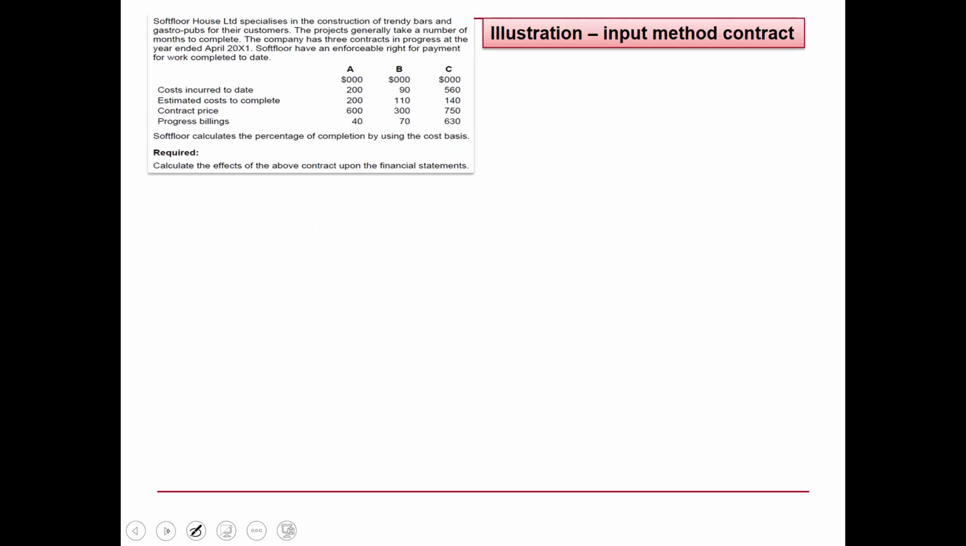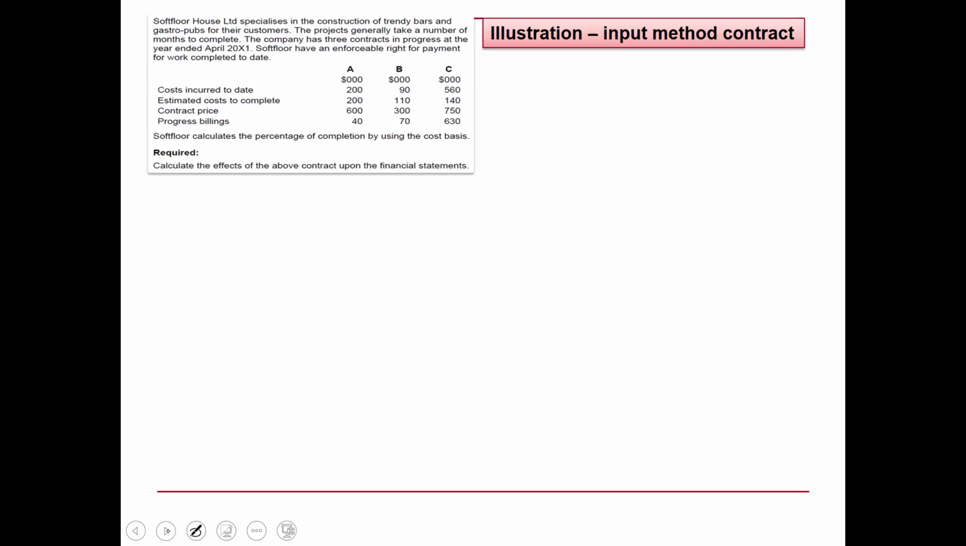Now, we want to look at a question and see if we are able to apply this. In this question, we are going to be using the input method. We are going to do another question where we are going to be using the output method.